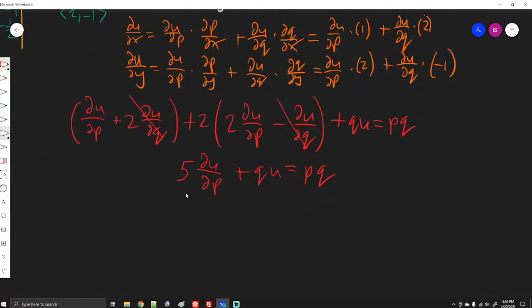Now I can use an integrating factor to solve the transformed PDE. So I'm going to start by making the coefficient of the first derivative 1. So I'm going to divide both sides by 5. Doing that gives me partial of u with respect to p plus q over 5 u equals pq over 5.